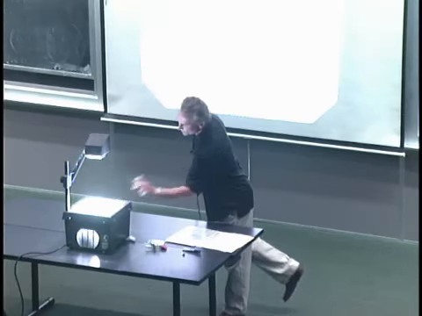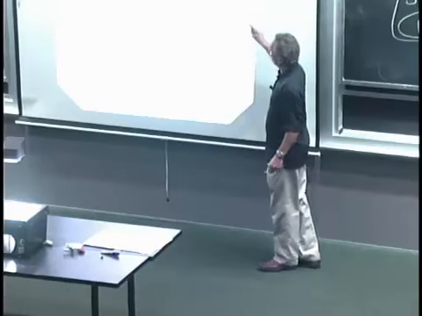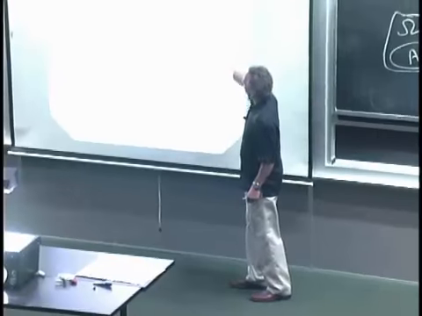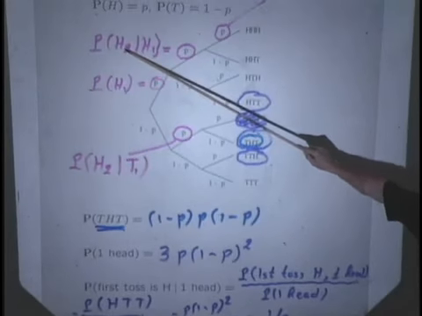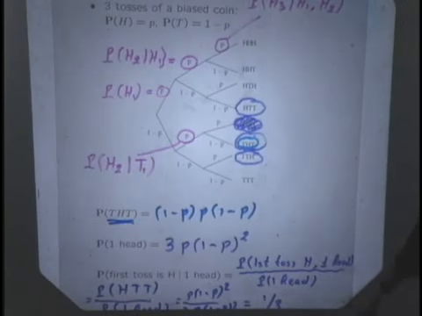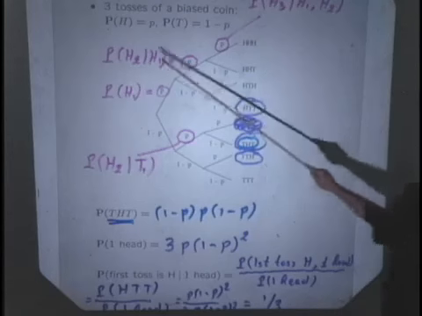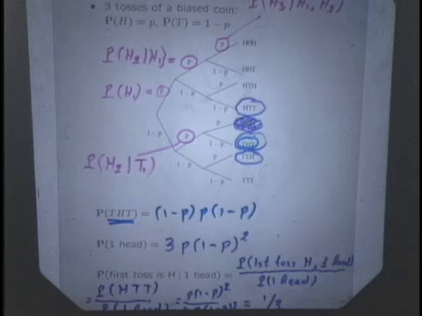Now, let's focus on this special feature of this particular model that I discussed a little bit earlier. Think of the event heads in the second toss. Initially, the probability of heads in the second toss is P, the probability of success of your coin. If I tell you that the first toss resulted in heads, what's the probability that the second toss is heads? It's again P.